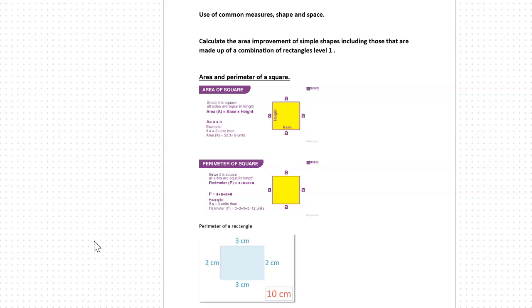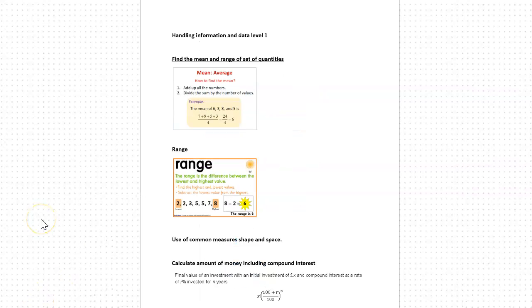Again, it is A 4 times because the definition of a square is that all the sides are equal. So if it was 3, it would be 3 plus 3 plus 3 plus 3, obviously being aware of the correct units. Perimeter of a rectangle, again, walking around the edge, just add up the sides of a rectangle. Okay, handling information and data.